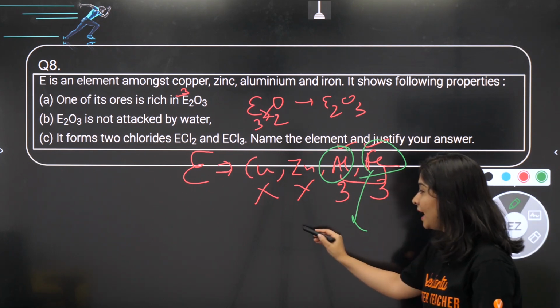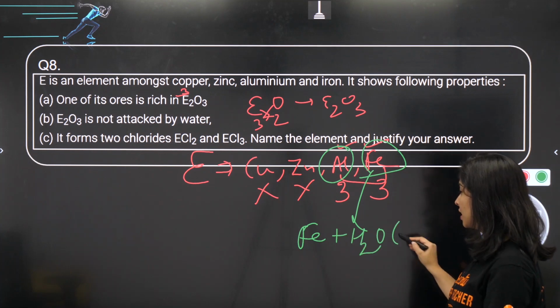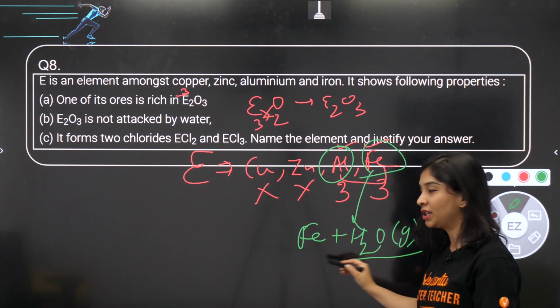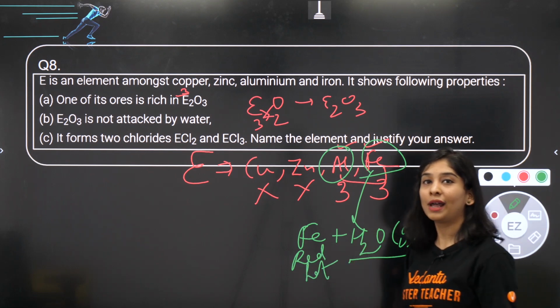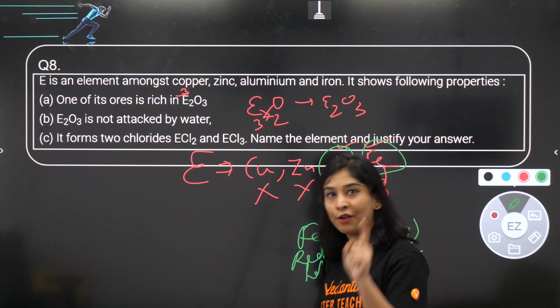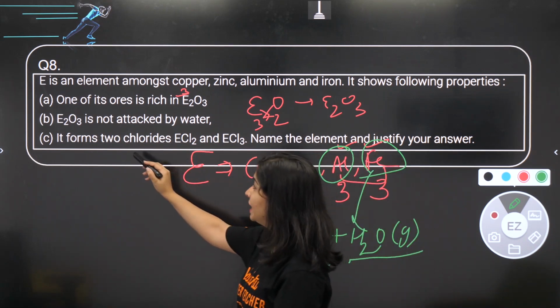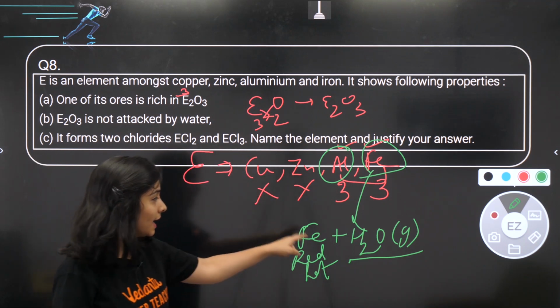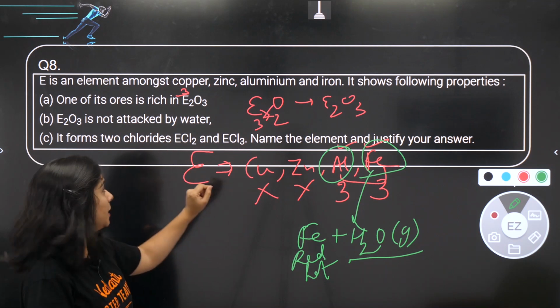Right? Remember, and I told you also in the previous session, it is a very important reaction. In gas form, in steam form, and then the iron should be red hot. Then only will you get your product, that is Fe3O4. Fe3O4. Very much important. Now it forms two chlorides. From here we got an idea what it could be, but let's prove it from the next part whether it is right or not.